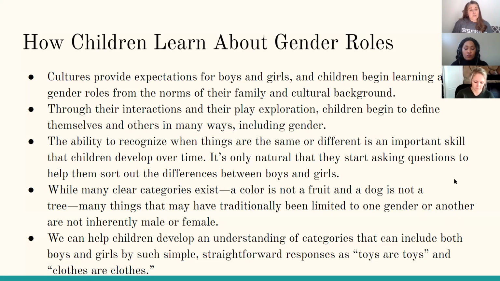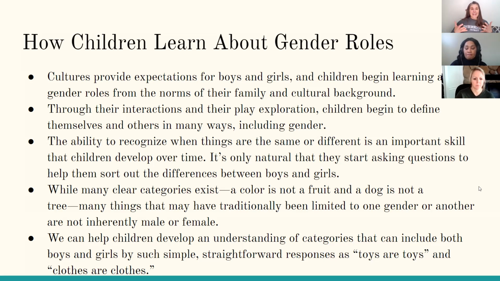Children may ask their parents and teachers questions about genders, or take on boy and girl roles in dramatic play and notice differences between the boys and girls that they know. They may choose certain toys based on what they think is right for boys or girls. They may also make statements about toys and activities that they think are only for girls or only for boys. The ability to recognize when things are the same or different is an important skill that children develop over time.